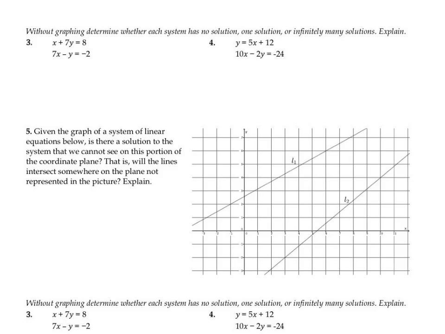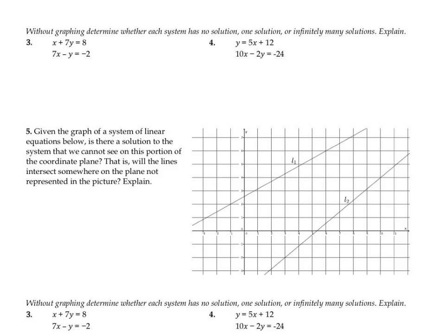So turning to the back page, we're going to look at number 5. So number 5 says, given the graph of a system of linear equations below, is there a solution to the system that we cannot see on this portion of the coordinate plane? That is, will the lines intersect somewhere on the plane not represented in the picture? And we have to explain.